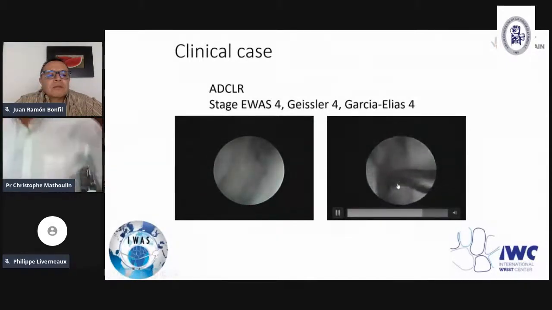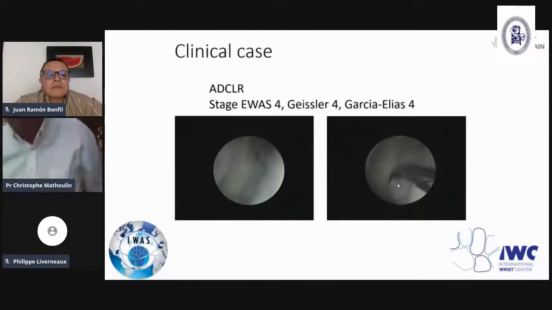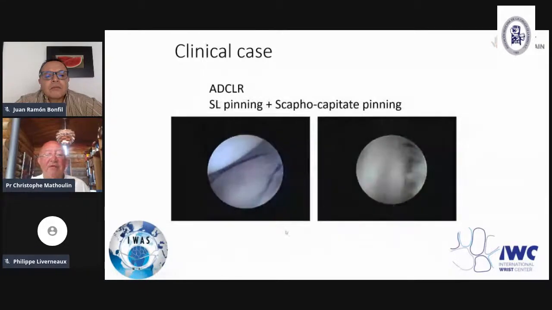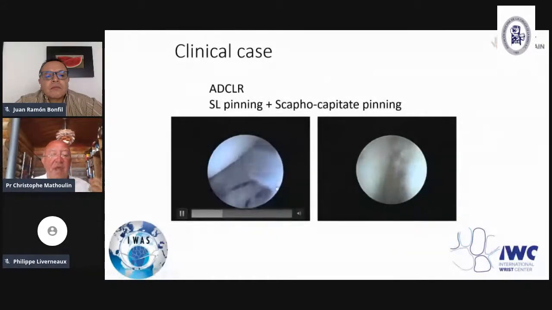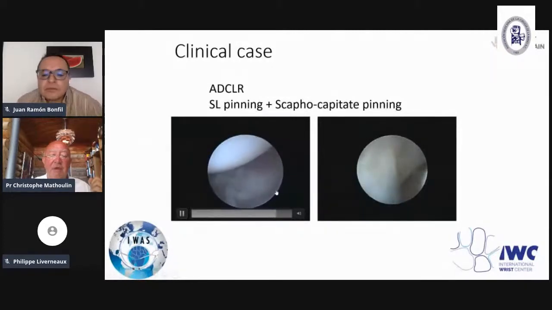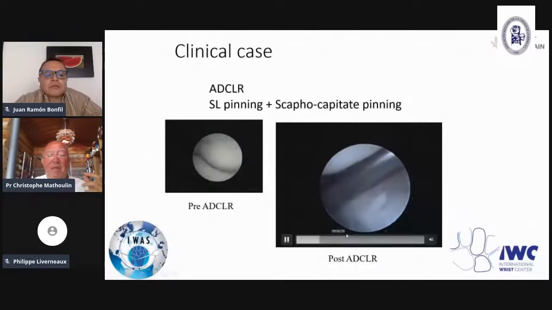You see in here that there is a very large instability. We call that stage 4, according to the Geissler stage. It means we can pass from the mid-carpal to the radiocarpal. So it's very interesting because look at that. With just the free scapholunate ligament, only the dorsal attachment, look at the automatic reduction of the lunate, and the stability.